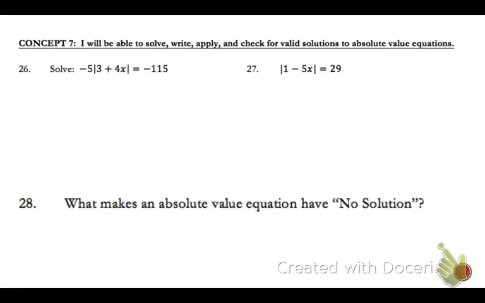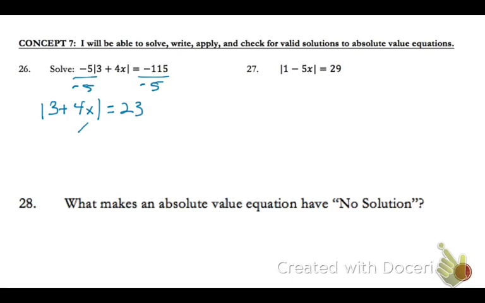26 through 28. Now we're going to look at some absolute value problems. So the first thing we want to do on number 26 is we need to get the absolute value expression by itself. It's being multiplied by -5, so let's start by dividing both sides by -5. So then we'll have the absolute value of 3 plus 4x equal to positive 23.